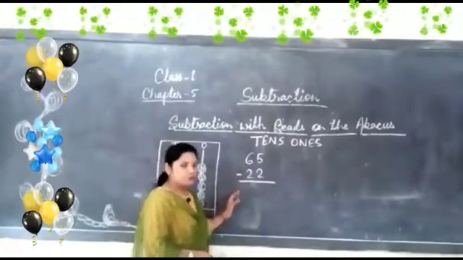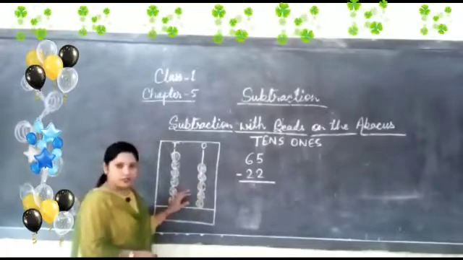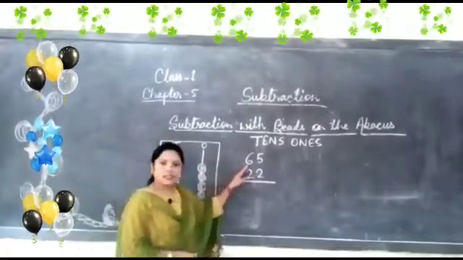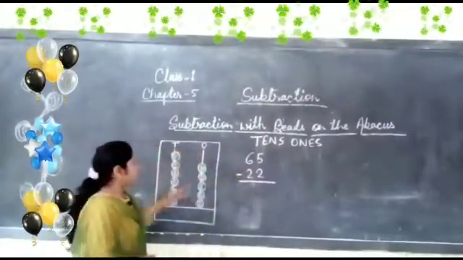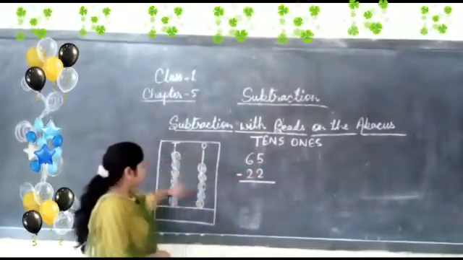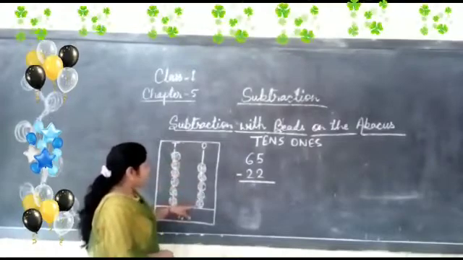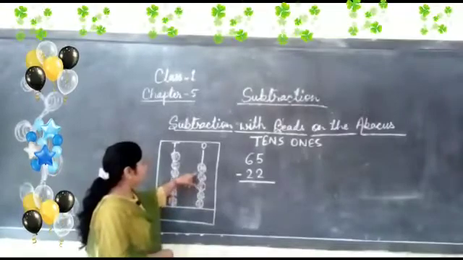Now what we will do, you can see here I have made an abacus, and the first number is 65. So I have made beads. In the ones place we have 5. This is the ones place. So I have made 5 beads over here: 1, 2, 3, 4, 5.